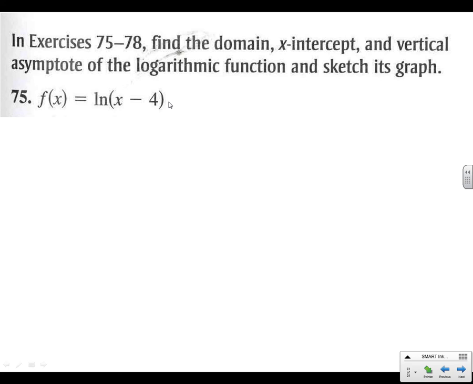All right, so back to this one. Graph this, find the domain, the x-intercept, the vertical asymptote of this shifted natural log graph.